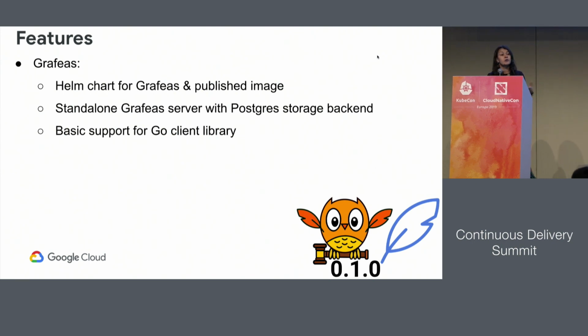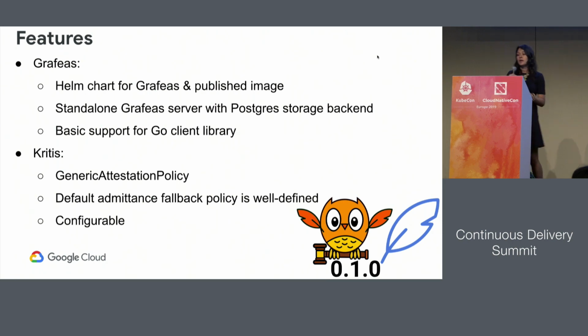The features being added, as a quick overview: a Helm chart for Grafeas and a published image, a standalone Grafeas server with a Postgres storage backend that is up and running and functional, and basic support for a Go client library. We have not forgotten about many of you who are using other languages. It's just that for this specific release, we'll focus on one language, which was the most requested from the community. For those of you who use Python, Ruby, Java, and so on, let's continue working and talking with each other so we can prioritize this accordingly.